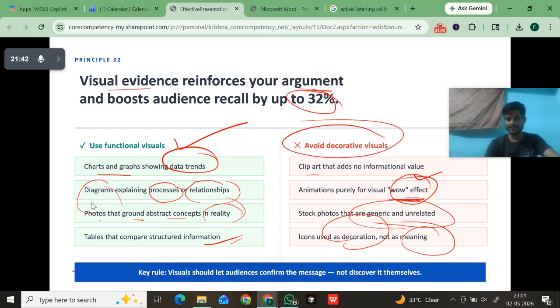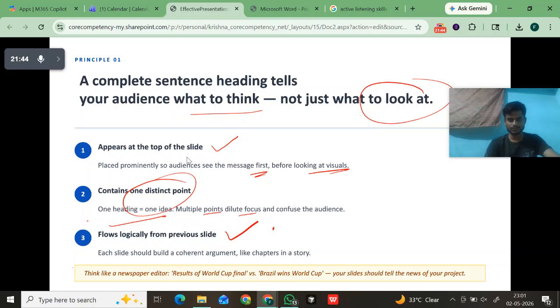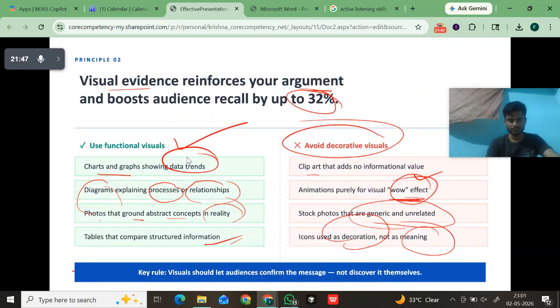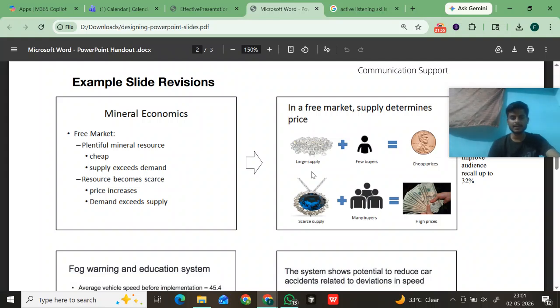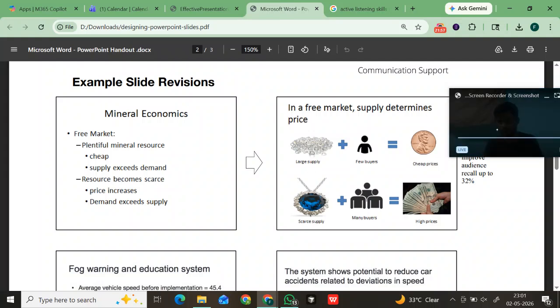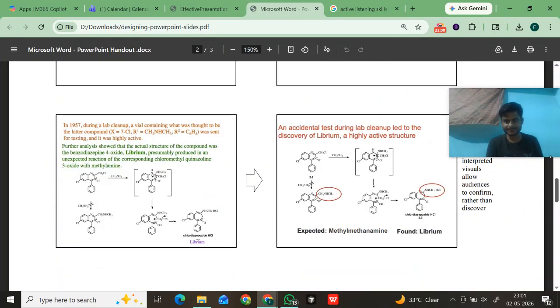Wait a minute, let there is some lag. Okay, now before moving ahead, let's take a look for a few more examples, right?